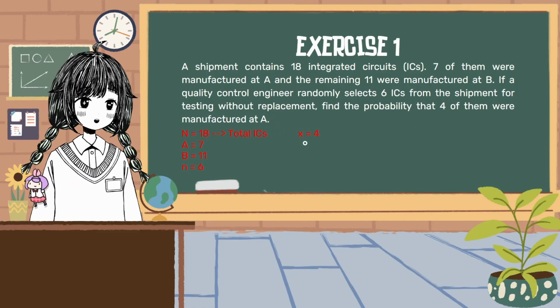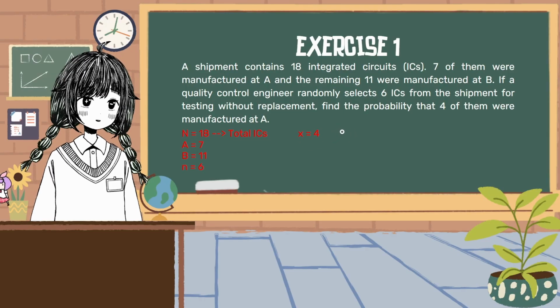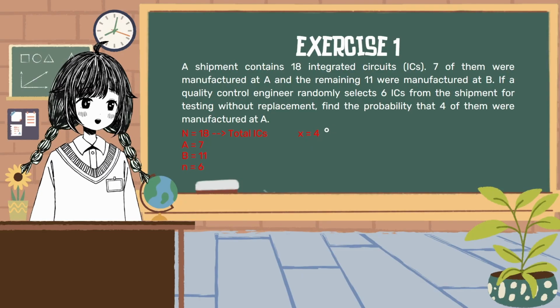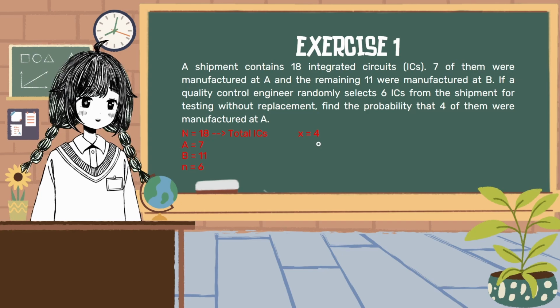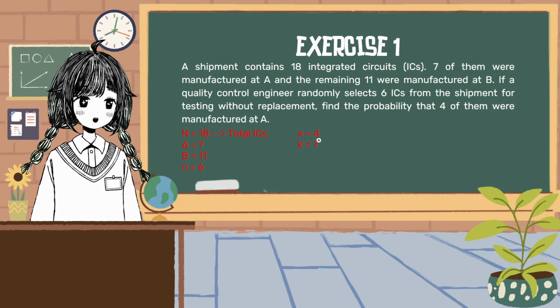So X equals 4 because it's the item we're trying to find at A, or in other words, our success value. Since it is at A and it's a success, that means K also equals 7.